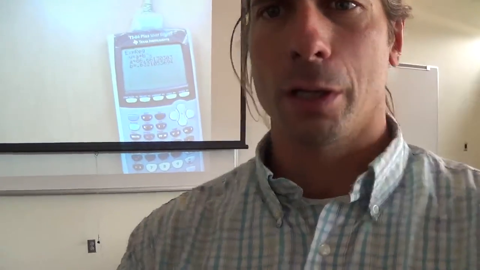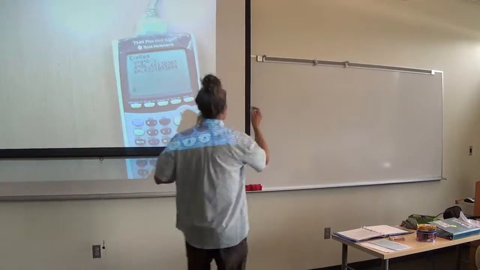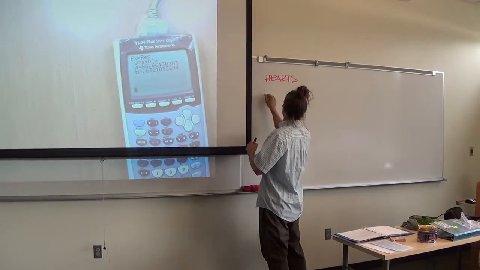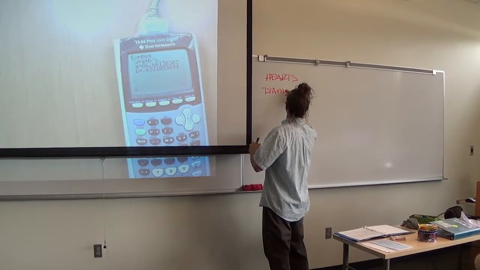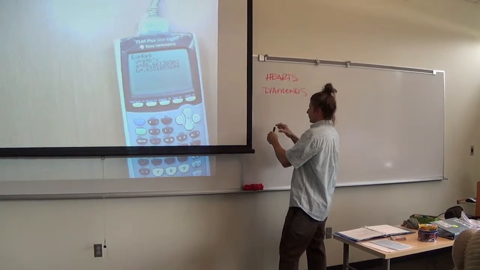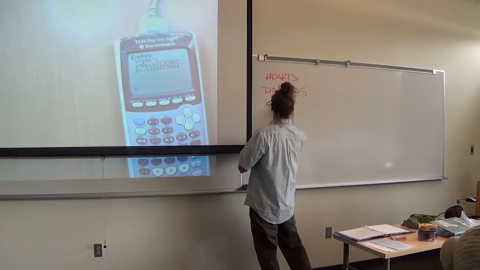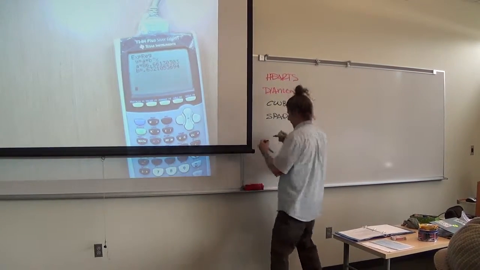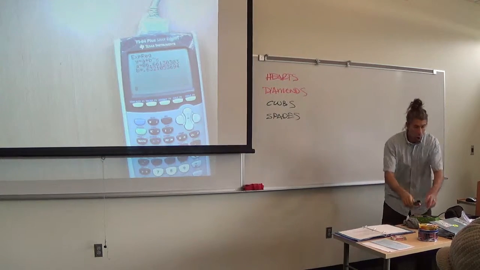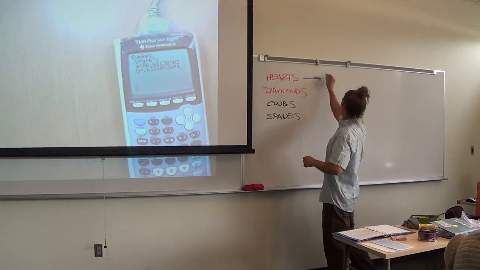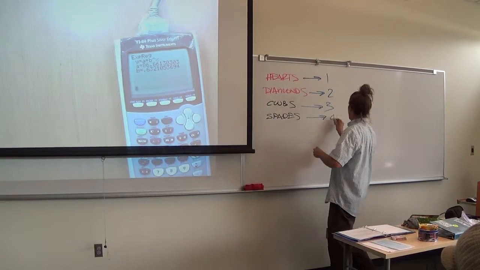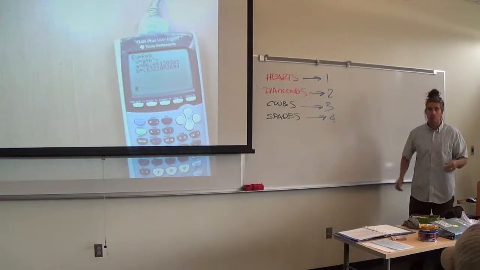What are the four suits on a deck of cards? Hearts. Diamonds. Clubs, spades. Okay. We're going to call hearts 1, diamonds 2, clubs 3, spades 4. This is completely arbitrary. I got no reason for calling it this.